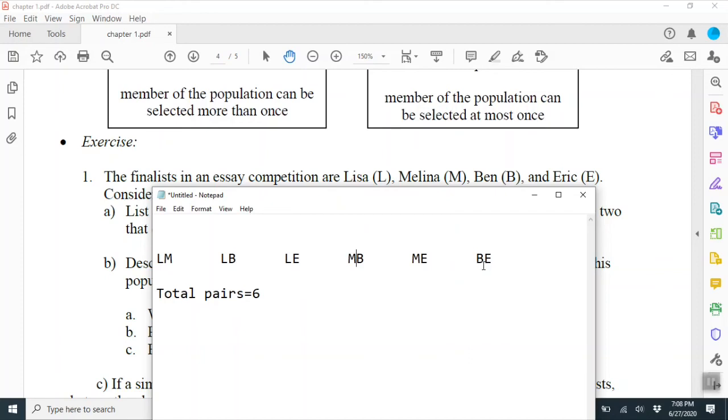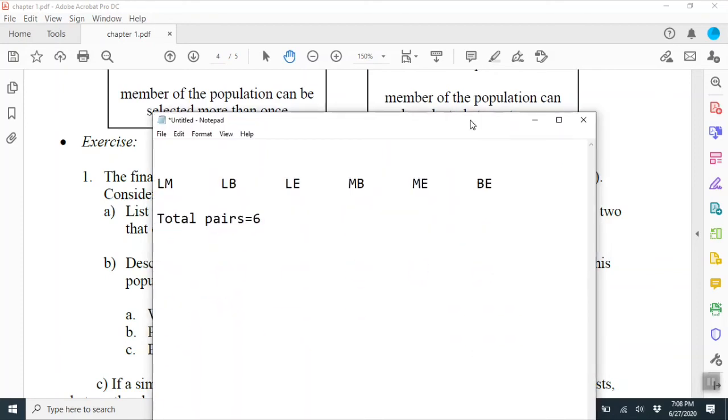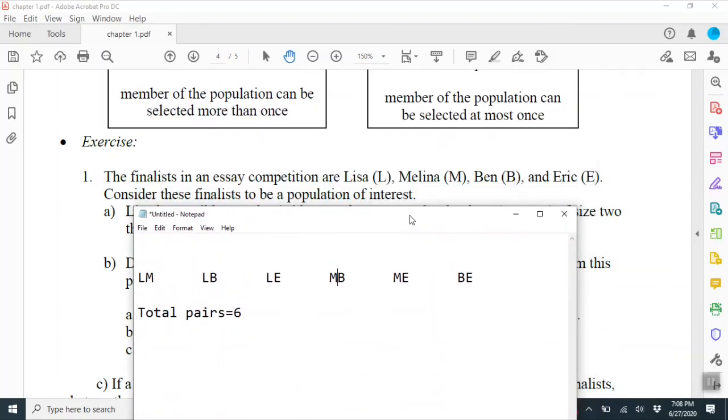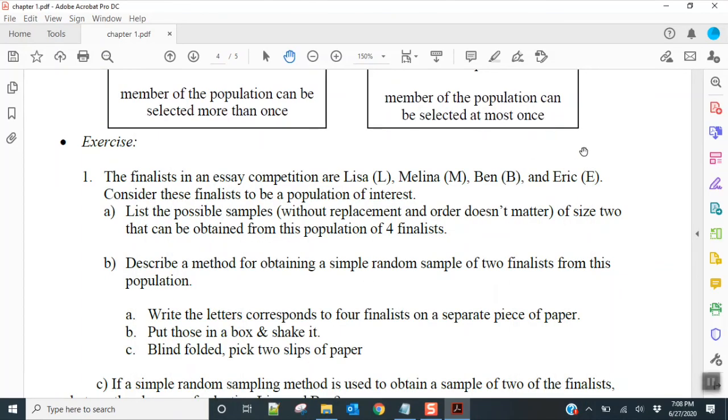Since we are not considering order, ME or EM are the same. So altogether we have 6 different pairs. So in total we have 6 pairs.